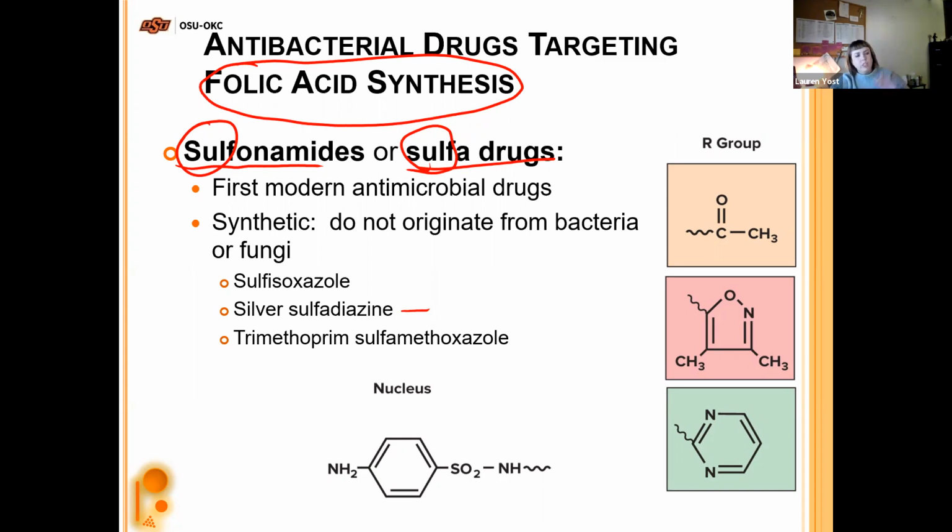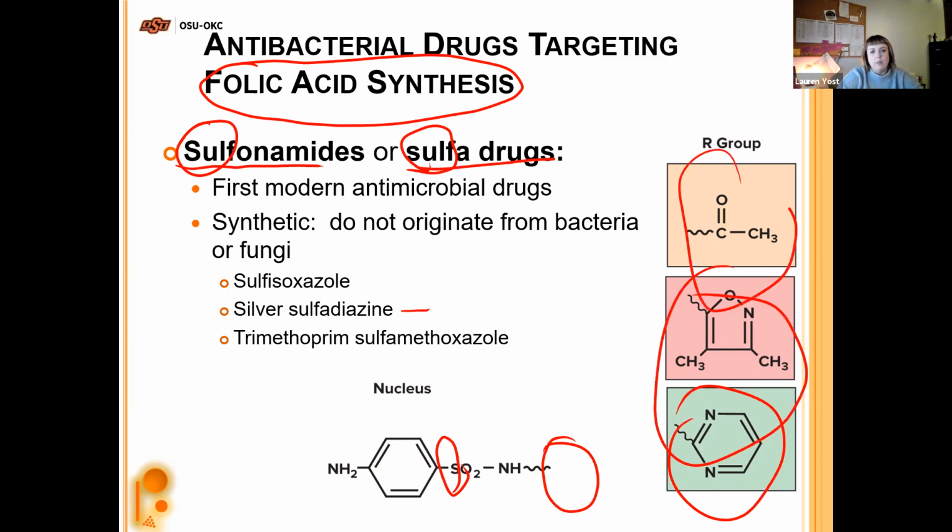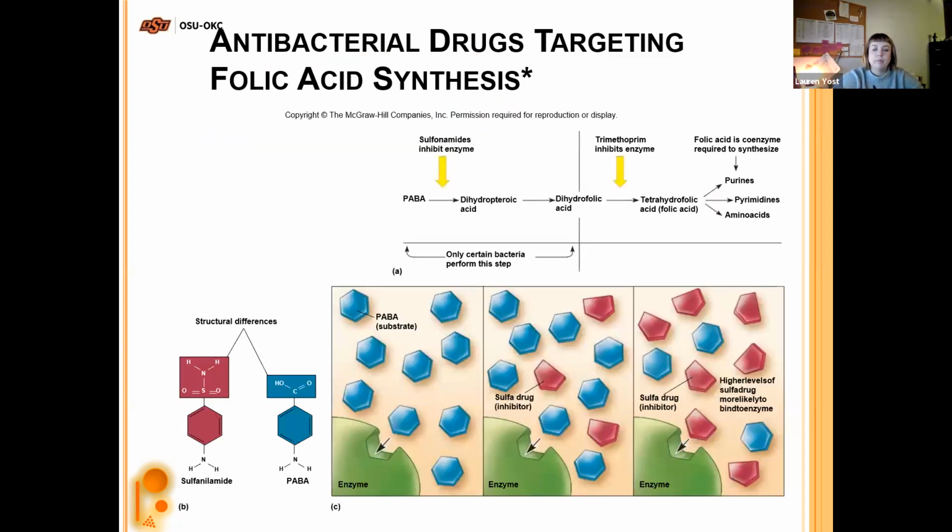Sulfadiazine is pretty commonly used for burns. Then trimethoprim-sulfamethoxazole. So this is the idea: sulfonamides have a sulfur group in them, and that's the important part. These side groups, this squiggly part, can attach to any of these, and that's what we're talking about over here.